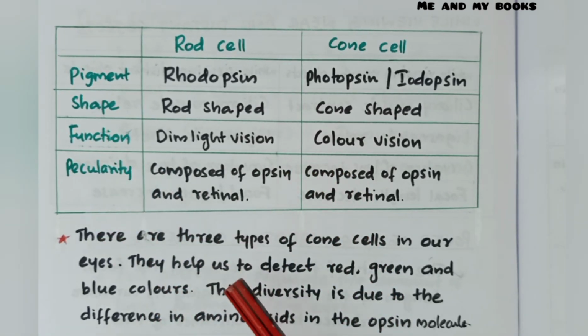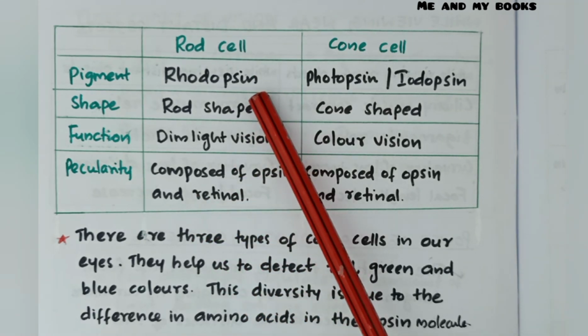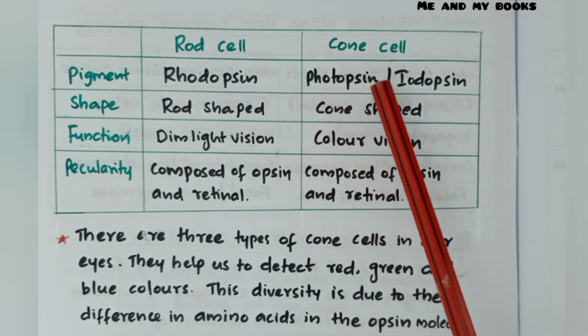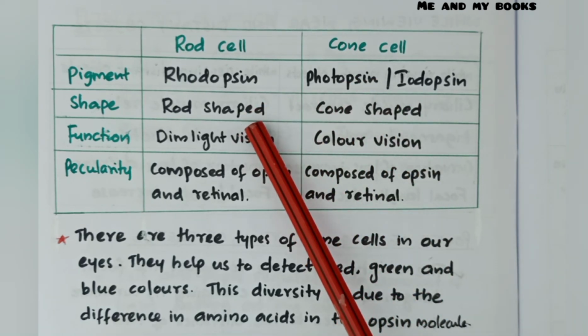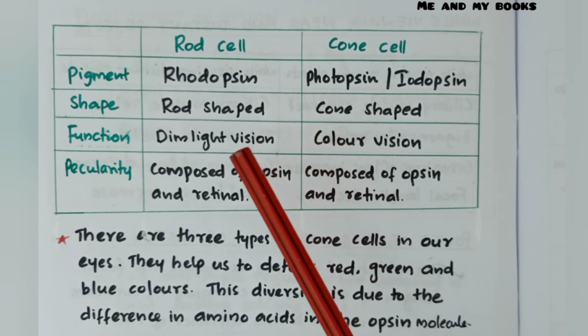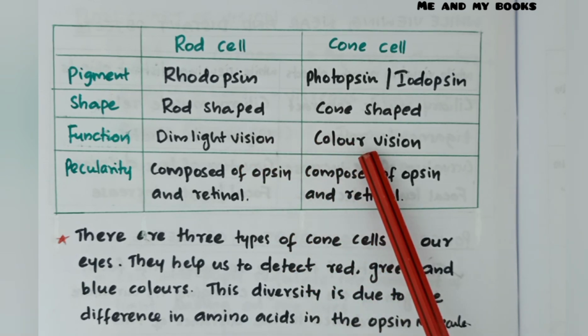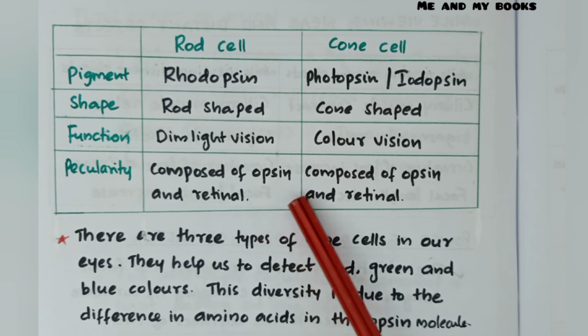So the pigment that is present in rod cell is rhodopsin, and what is the pigment that is present in cone cell? Photopsin or iodopsin. And shape of rod cell is rod shaped and cone cell is cone shaped. Function: rod cell helps in dim light vision, cone cell helps in color vision. And peculiarity, both are composed of opsin and retinal.